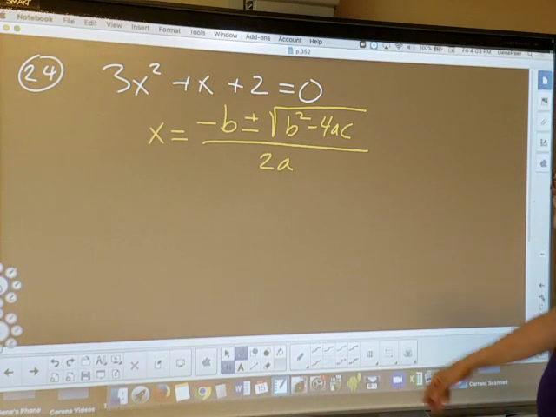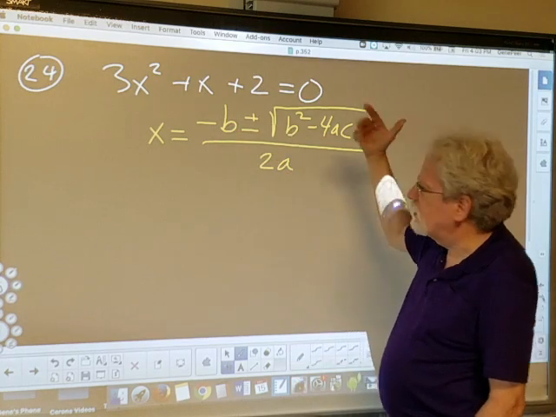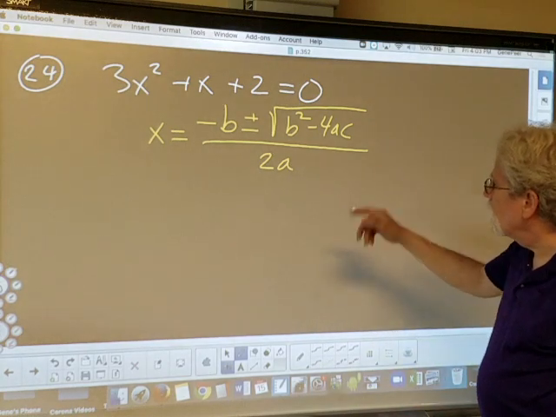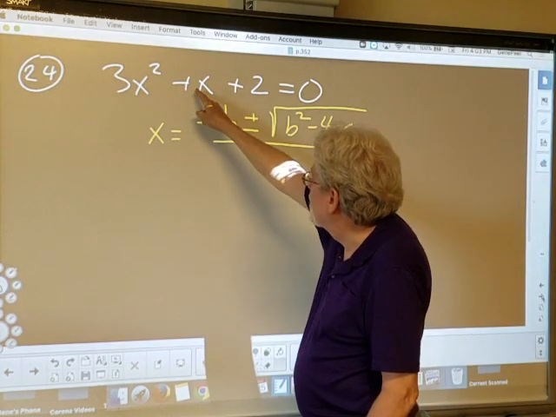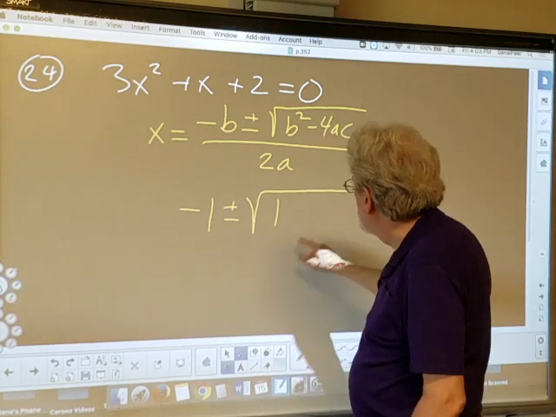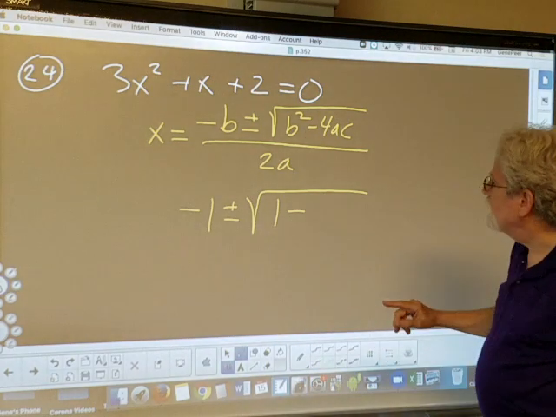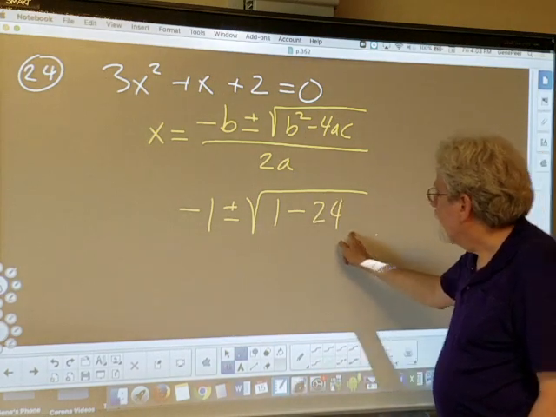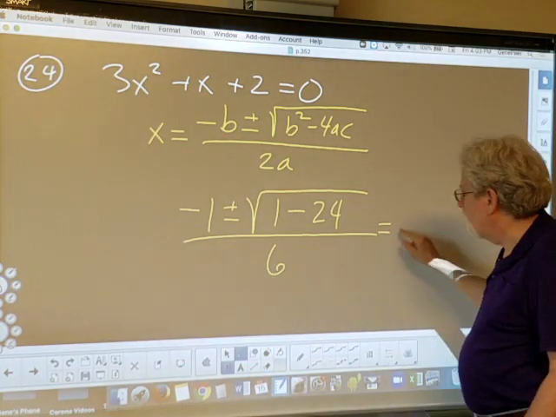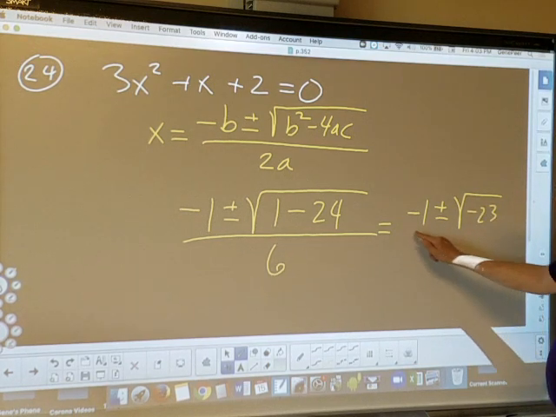24. One last opportunity. There's that thing of beauty. X equals inverse b plus or minus square root of b squared minus 4ac all over 2a. Plug in the numbers. Inverse b would be a negative 1 plus or minus square root of b squared minus 4 times 3 times 2, minus 24, all over 2 times a, that's 6.